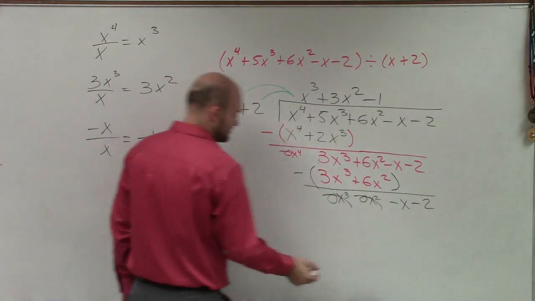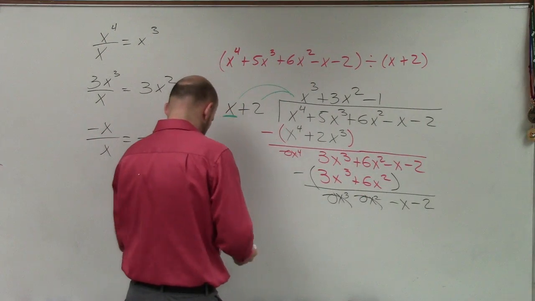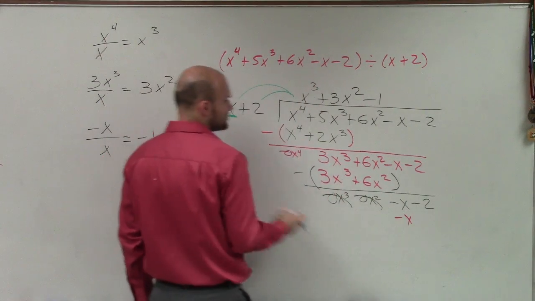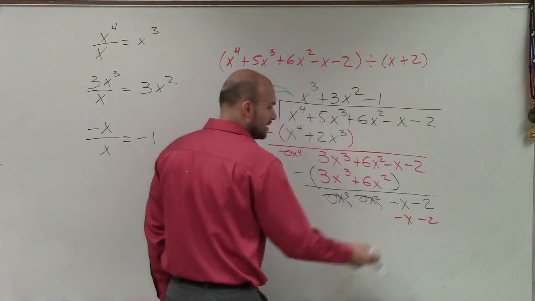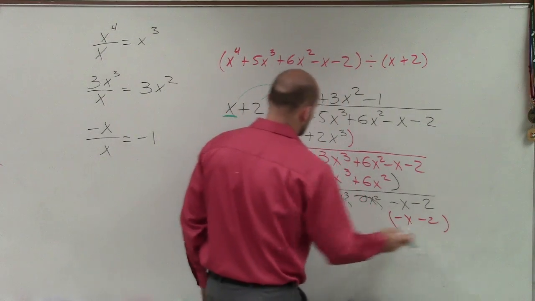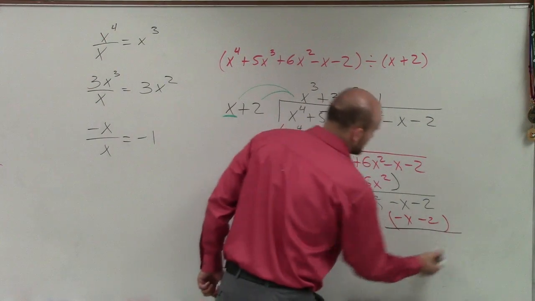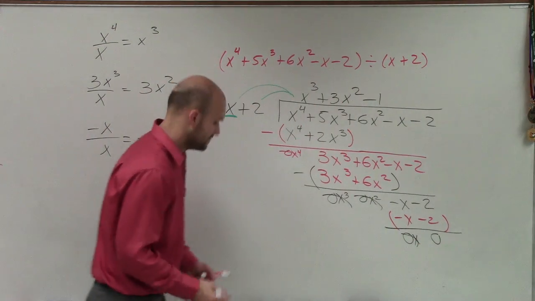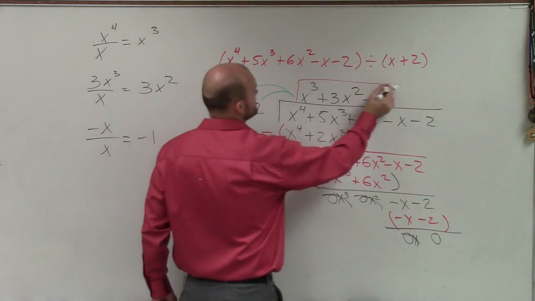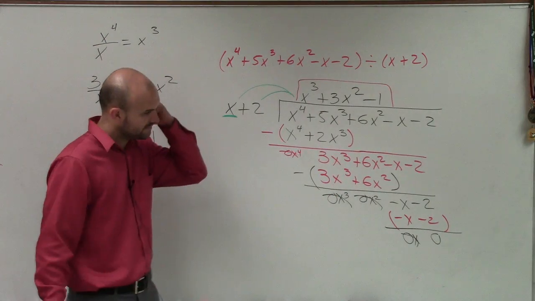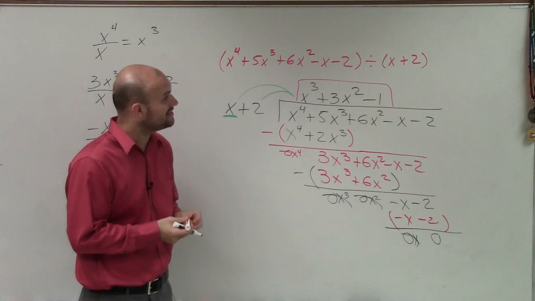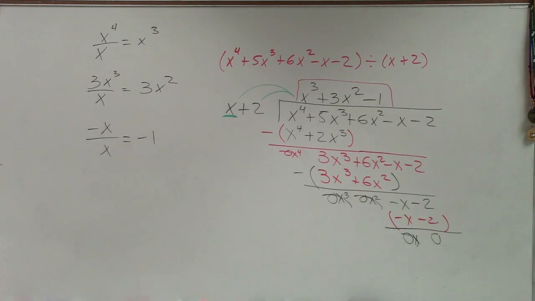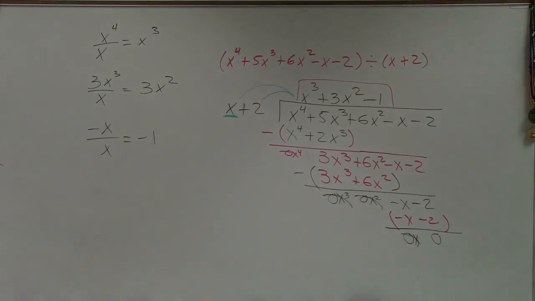Negative 1 times x is now going to become negative x, and negative 1 times 2 becomes negative 2. Again, we group and we subtract. And we get 0x, and we get 0. So therefore, the quotient of this is right there. So there you go, ladies and gentlemen. That's how you apply long division. Thanks. So that's pretty much all we're doing.